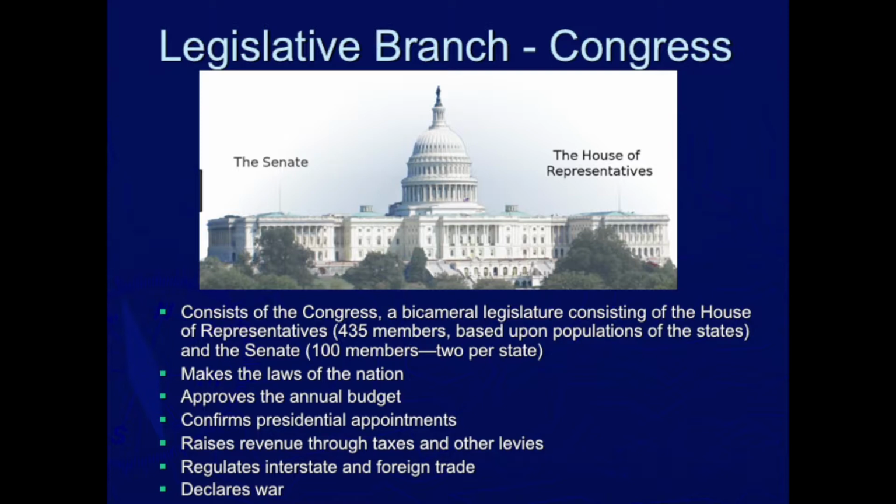One thing you need to know about the legislative branch is it consists of the Congress. And Congress is a bicameral, which is two houses, legislature, which is a lawmaking body, which consists of the House of Representatives, which are 435 members based on populations of the states, and the Senate, which consists of 100 members, which are 2 per state. That is the structure of the legislative branch.